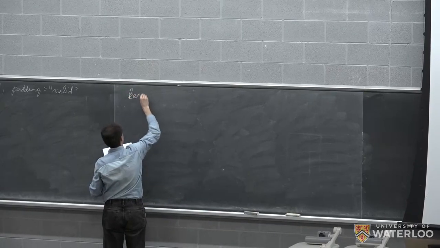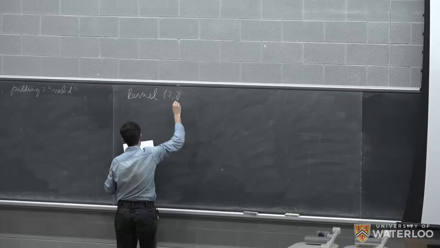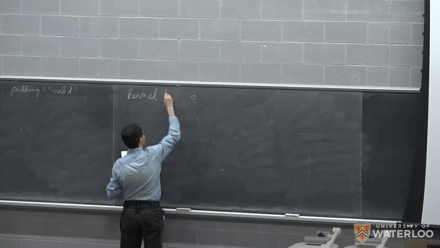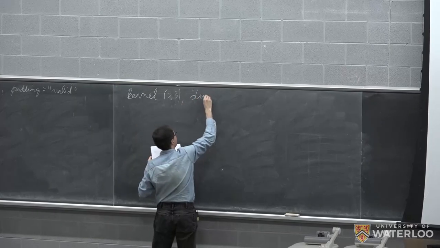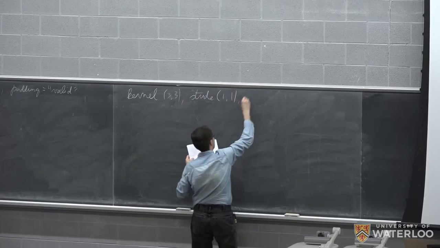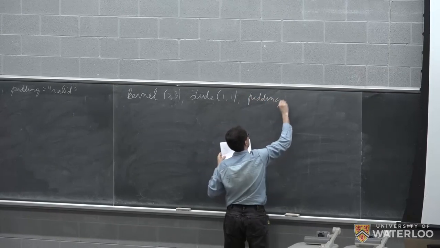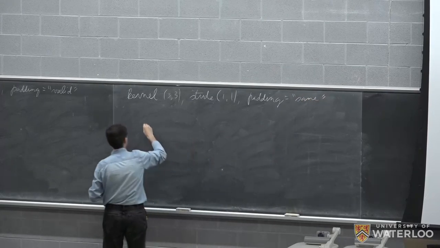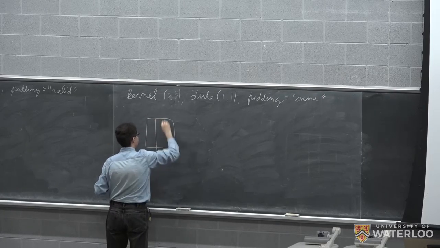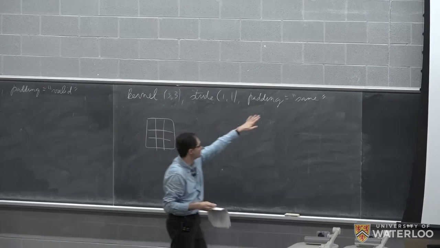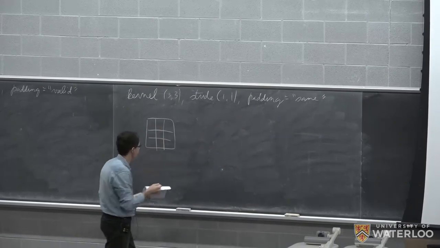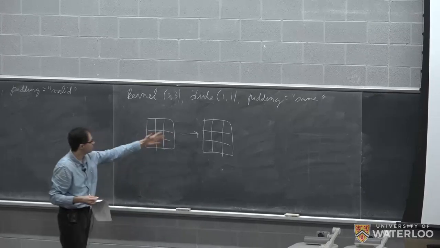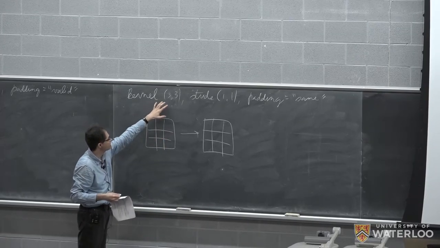So let's have a kernel, again, that's 2 by 2. Let's have a kernel that's 3 by 3. A stride that is 1 by 1. And this time, padding will be equal to same. So if I've got a 3 by 3 image, with padding same, it means that the output is going to be the same size as the input. So I'm going to want to create also a 3 by 3. But now how can I create a 3 by 3 if my kernel size is 3 by 3?